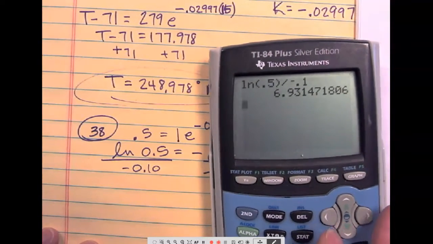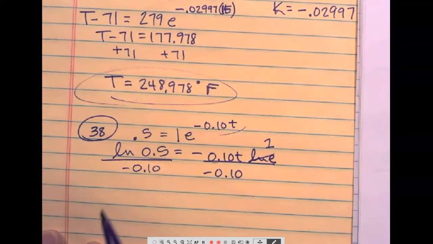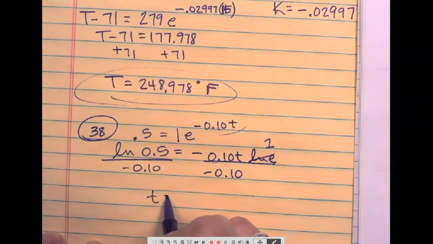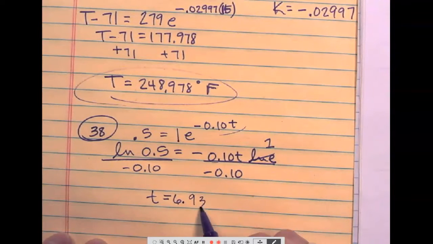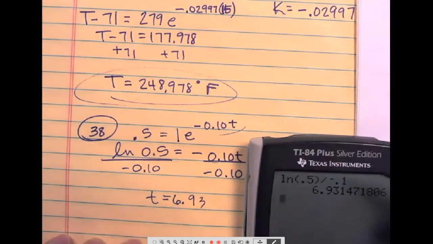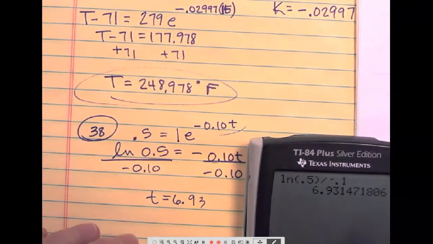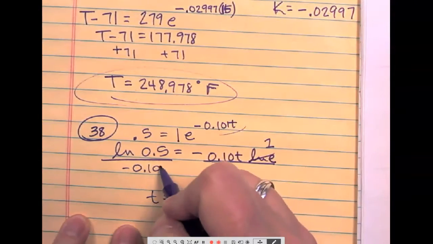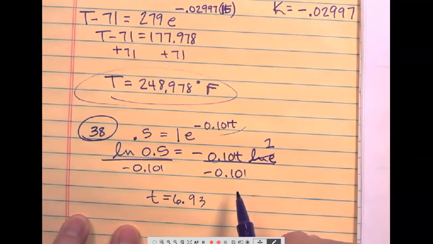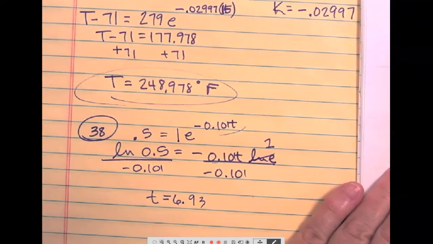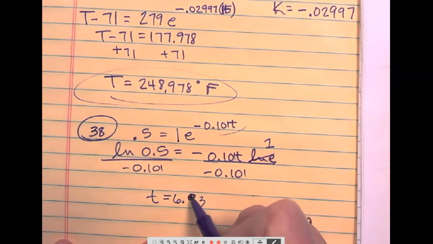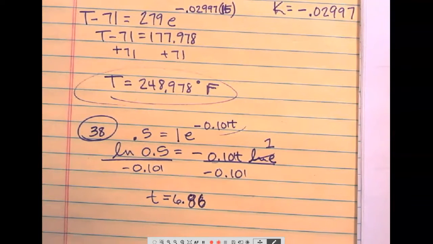6.93. So 7-ish years. Should I type something in wrong? You left off the 1. Oh, I drew a line through my 1. Okay, I see. 101, 101, 101. Yep. 686. Okay.